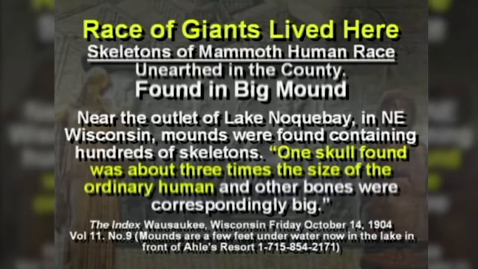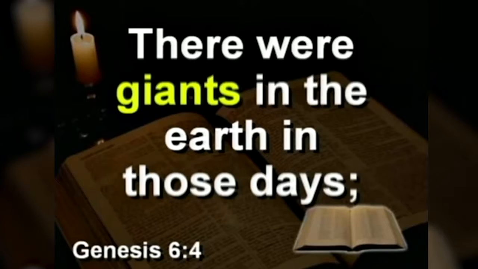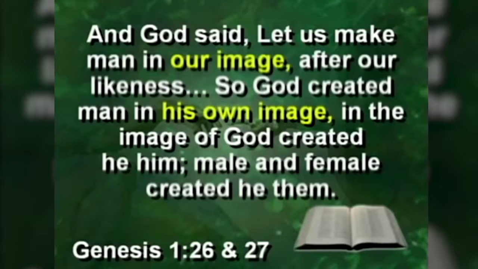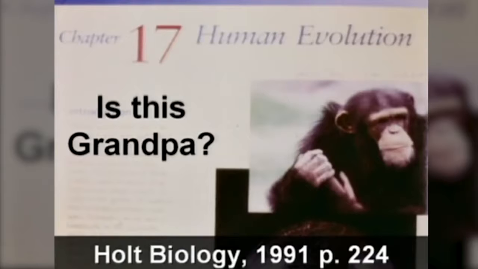Waukesha, Wisconsin. They found a human skull three times the size of ordinary humans, found in an Indian burial mound. Giants were on the earth in those days. That's what the Bible says. There were giants here. Well, the Bible says we're made in God's image. Now, if we're made in God's image, why do we pay to teach the kids that this is Grandpa?